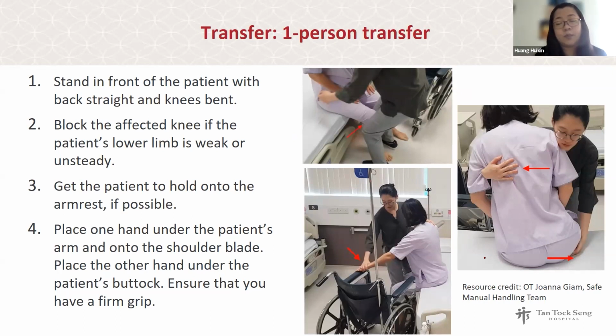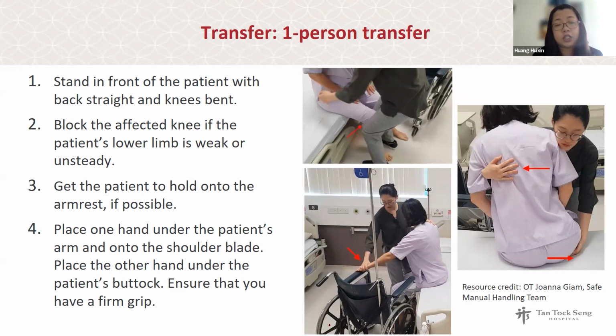So this is some of the picture illustration. When we want to do a transfer of patients, very importantly, we have to stand in front of the patient with our back straight and also a knee bend. Knowing that the lower limb of the person is weak or unsteady, it's very important for us to use our leg to block the knee for transfer.